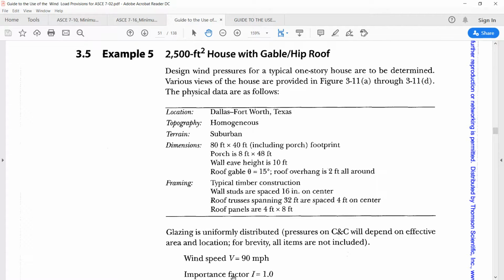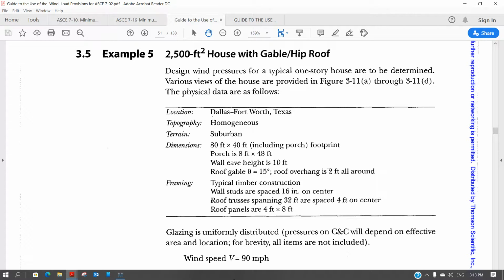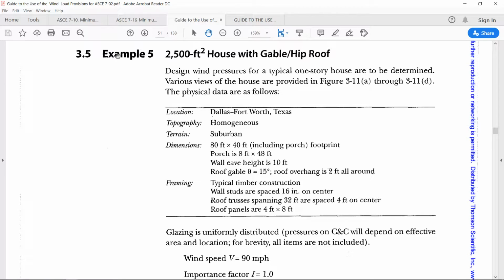In this video, I am going to demonstrate the wind load on an irregular building. For this, I have taken example number 5 of the ASCE 7-02 guide, but I will not be using ASCE 7-02, I will use ASCE 7-16.